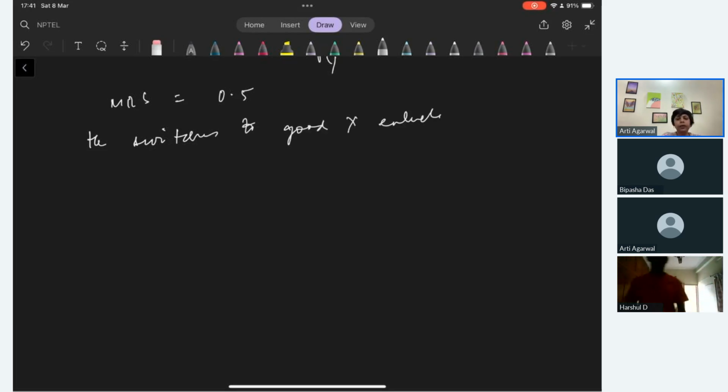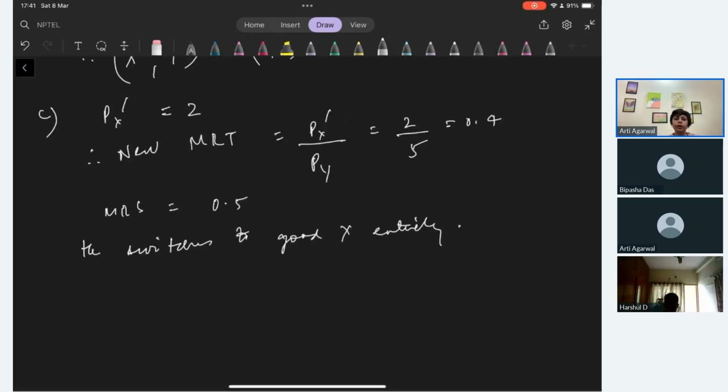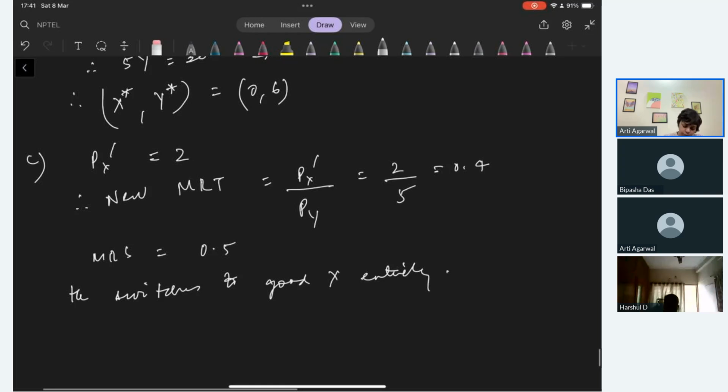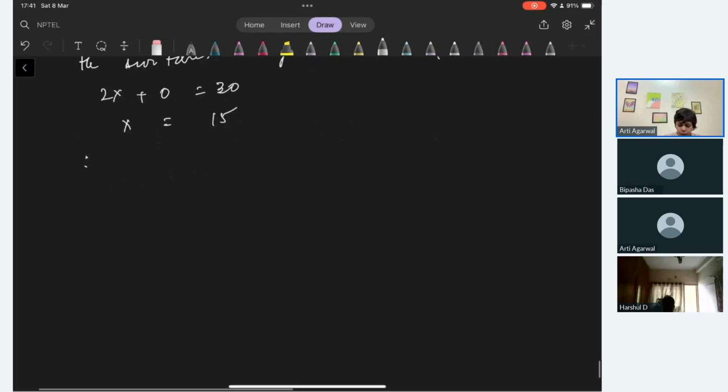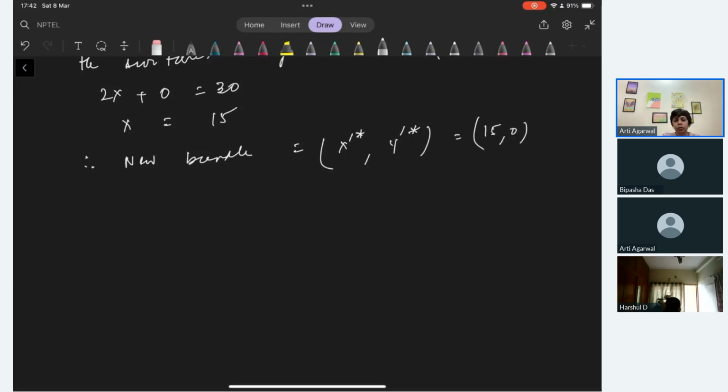And no Y, right? Entirely, meaning he's not going to consume Y at all, because now he's seeing that he's getting a better value for his money from consuming X. So now we can just redo this whole thing. 2X plus 0 is equal to 30. X is equal to 15. Therefore, new bundle is equal to X prime star, Y prime star is equal to 15, comma 0.